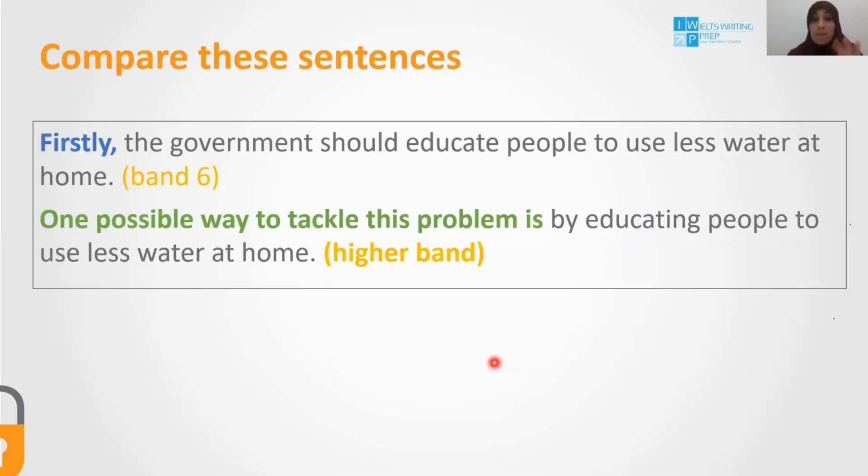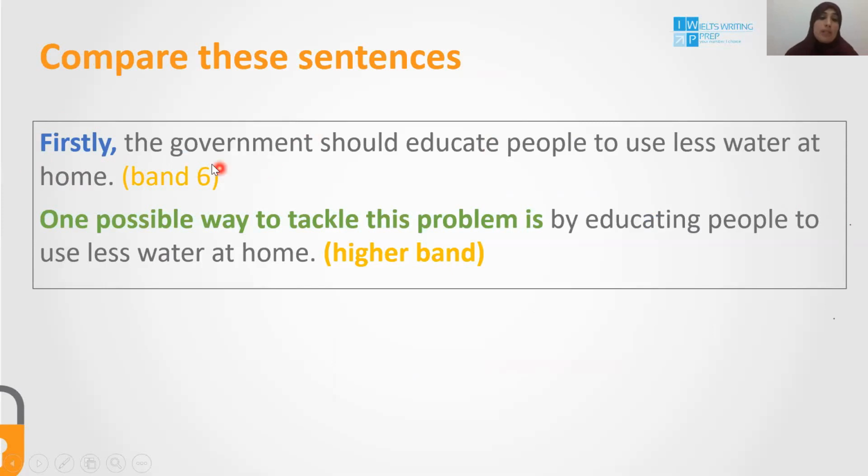Okay, now let's compare these two sentences. Let's compare what a band 6 student would write with what a higher band student would write. So here we've got a band 6 student who starts his paragraph like this. Firstly, the government should educate people to use less water at home. This is typical of band 6, and there's nothing wrong here. It's just a very simple linker.